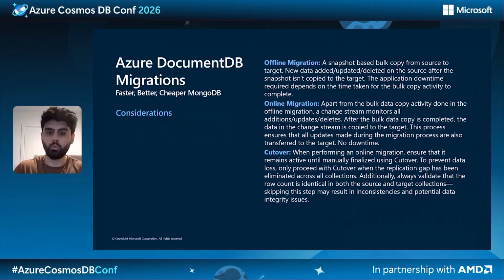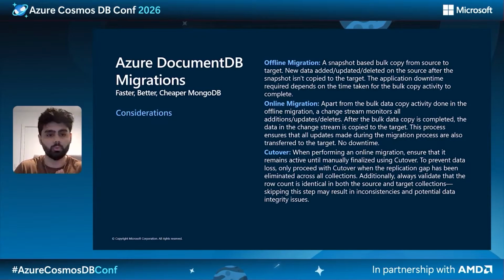You can also cut over at any time when performing an online migration to ensure it remains active until manually finalized using cutover. So to prevent data loss, only proceed with cutovers when the replication gap has been eliminated across all your collections. So choose the best way you want to migrate your data from your local or any other MongoDB compatible database to Azure Document DB.